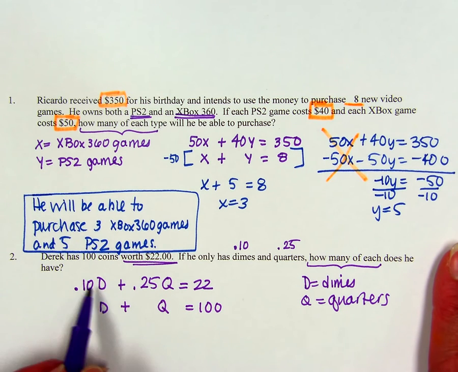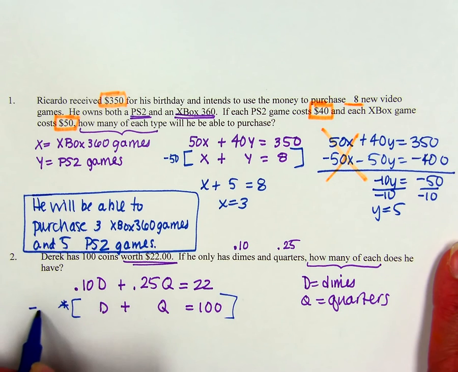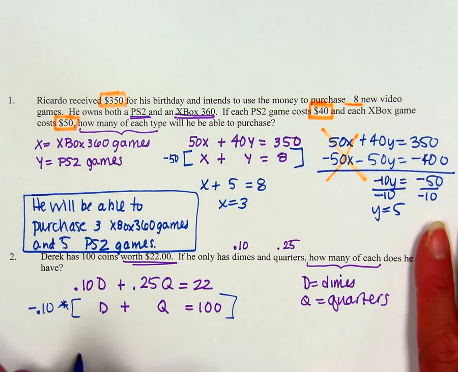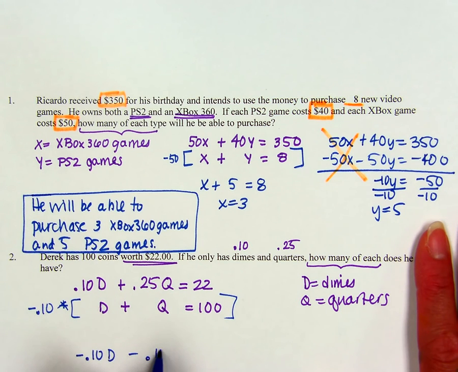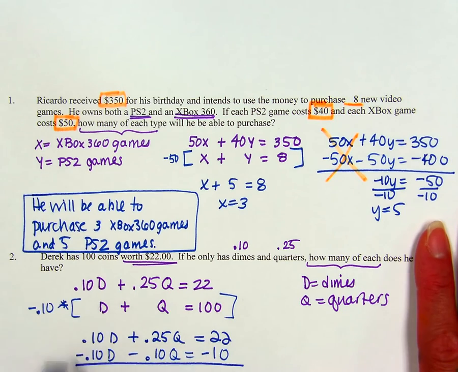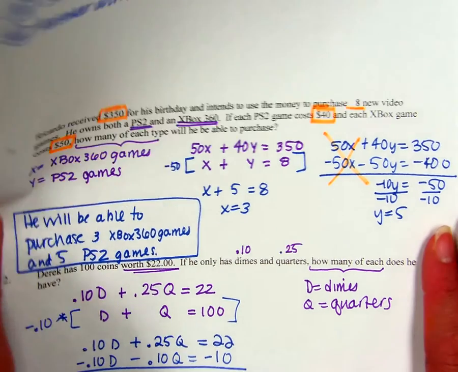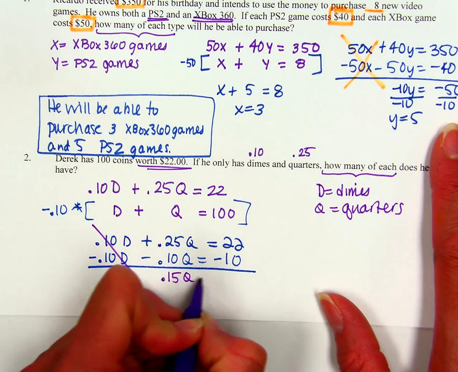All right, so these are all lined up. I want to have something eliminate, so I'm going to try to do the elimination method again. This says 0.10. If I want the opposite of it, I just have to multiply it by negative 0.10. All right, so I've got negative 0.10D minus 0.10Q equals negative 10, because 100 times negative 0.10 is negative 10. All right, so now the top equation I don't need to do anything with. You should be able to see that one of your variables cancels. So the D's cancel, and I have positive 0.15Q equals 12.